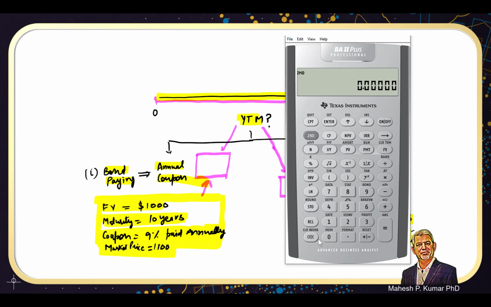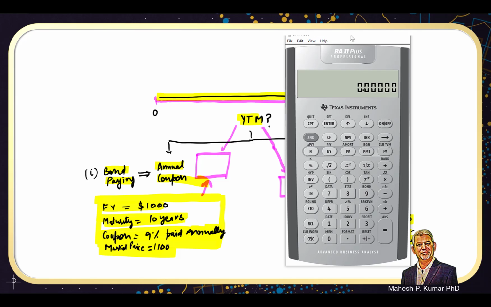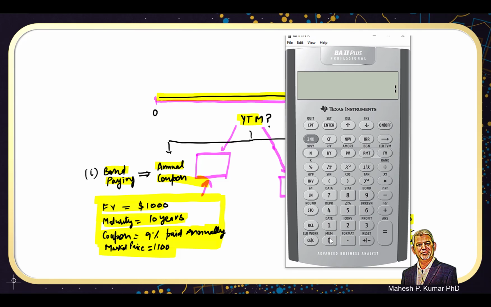First of all, let us clear the display of the calculator and also clear the TVM row of the calculator so that nothing is in the memory of the calculator. And let us now go into the calculations. $1,000 would be the future value for this annual coupon paying bond, and 10 would be, of course, the N. The coupon rate is 9%, which is paid annually. So 9% of 1,000 would be $90, which goes in payment.